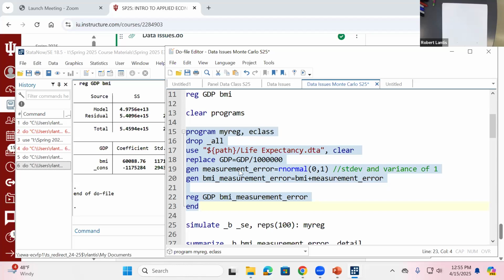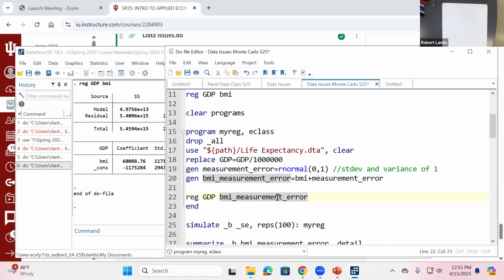Here, what this is going to do is generate those random numbers. Then it's going to take the original BMI variable and add the measurement error to it, which was just completely random. So my new regression that I'm running is going to be GDP on the BMI that includes that random measurement error. So we've got classical, or just completely random, measurement error in our independent variable. We said, what is this going to do? It should cause what type of bias? So it still should be the same sign.